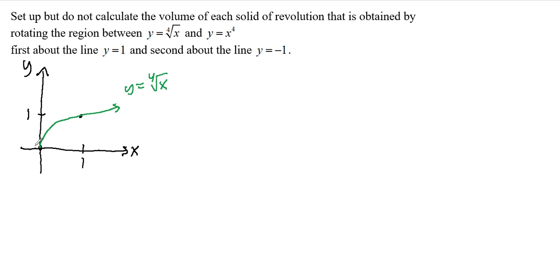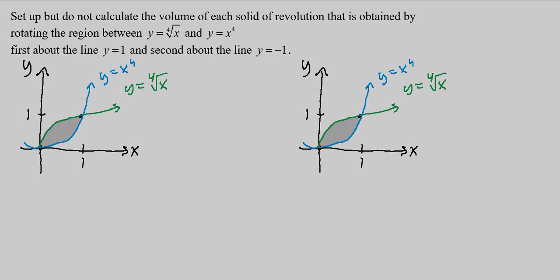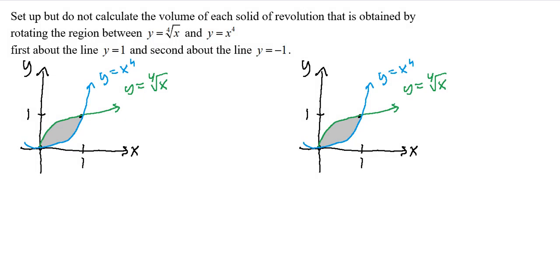While the second curve looks something like that. Let us indicate the region by shading it. Since we need to generate two solids of revolution, we will just copy this sketch.